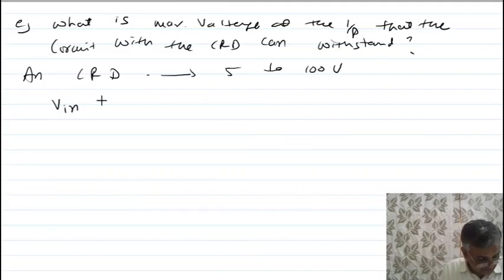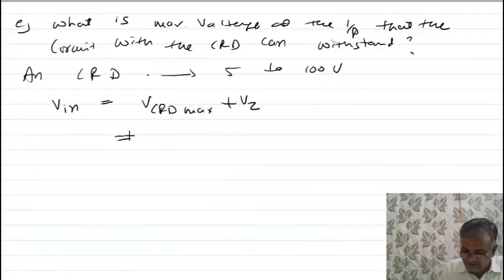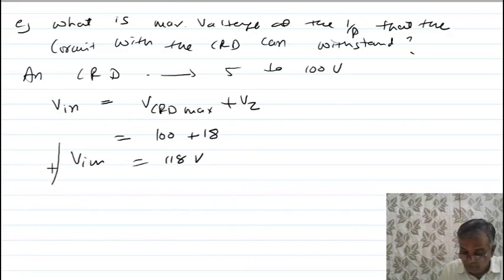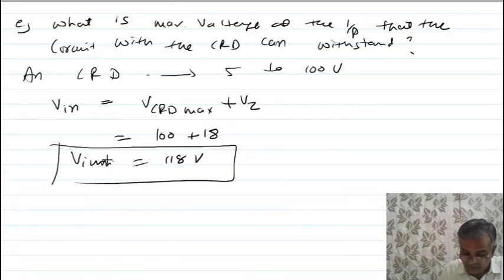We can write V in is equal to V CRD maximum plus VZ. So it is how much? This is your 100 maximum plus 18. So you can say 118 volt. So the maximum input voltage is nothing but 118 volt. If the input voltage increases up to 118 volt, there is nothing to worry about.